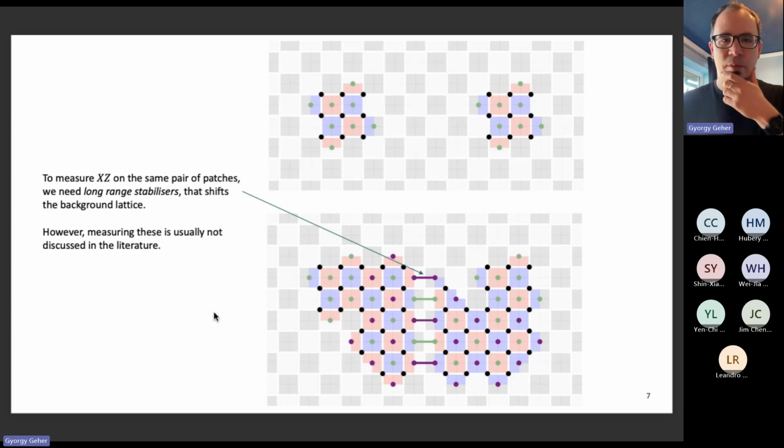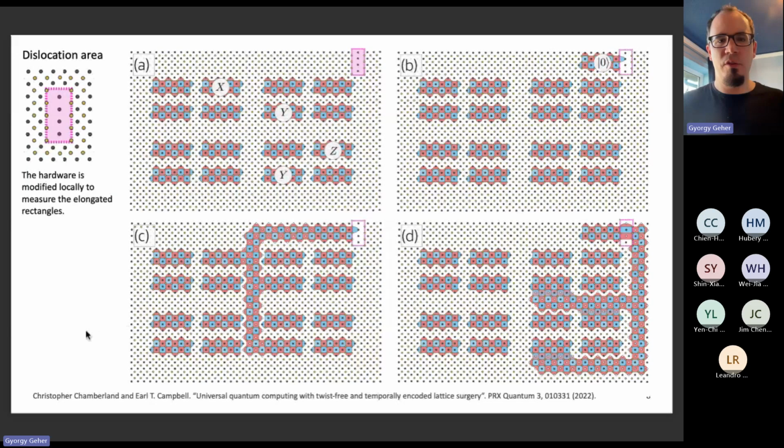But now let me introduce the previous two proposals for doing fault-tolerant quantum computation, which involved hardware modifications. The first paper, which did it and also took into account the hardware constraints, was this paper about twist-free lattice surgery by Earl Campbell and Christopher Chamberlain, who is at Amazon. Essentially, they proposed a twist-free lattice surgery method. And it works like the following.